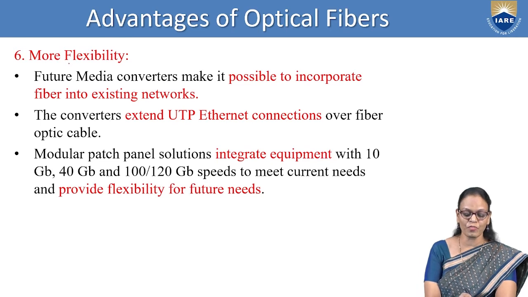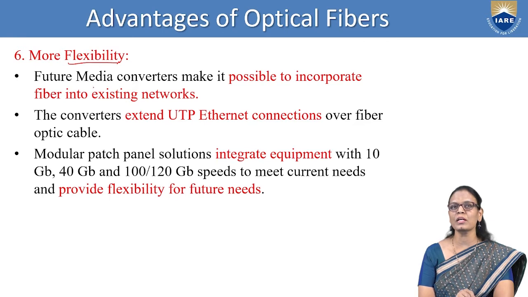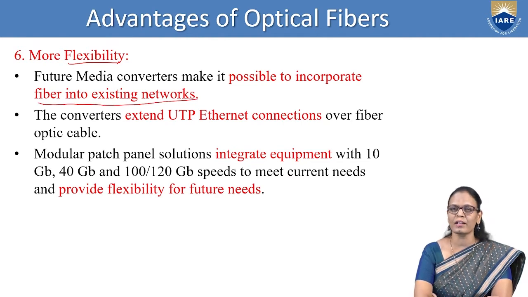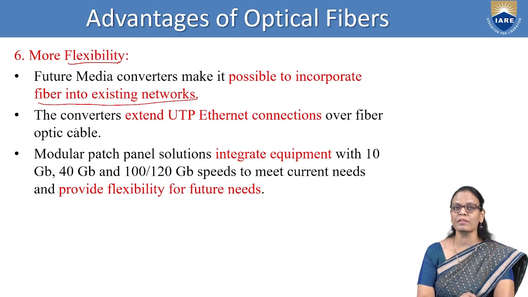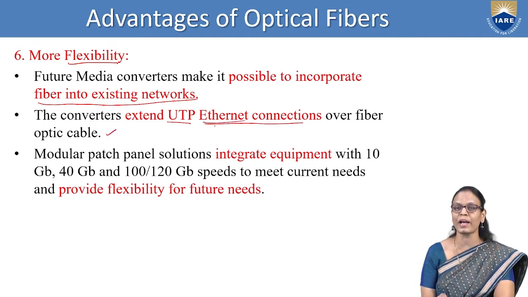Then comes flexibility. After reliability comes the flexibility. Future media converters make it possible to incorporate fiber into the existing networks. Wherever there are copper cables, in the future they are going to replace everything with fiber optic cables because of all these advantages. And the converters extend UTP Ethernet connections over fiber optical cables. So whatever connections we have, Ethernet connections, internet connections, can be done using a fiber optical cable.